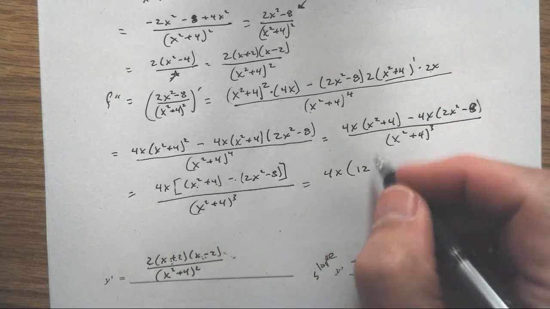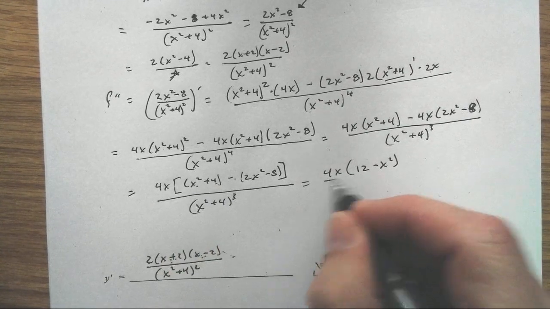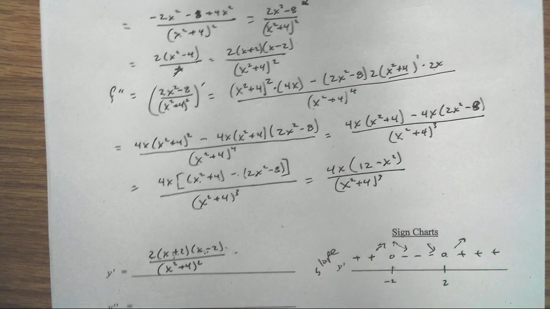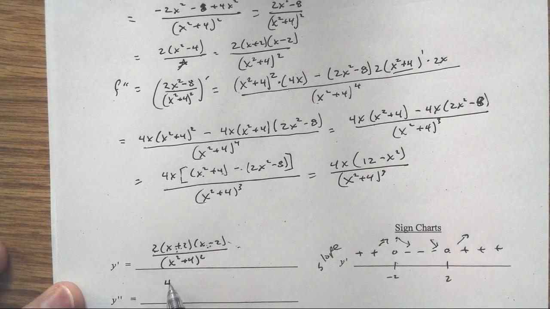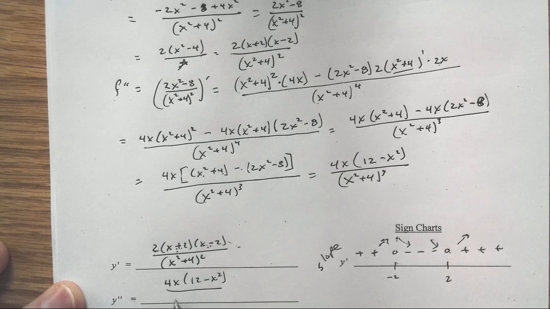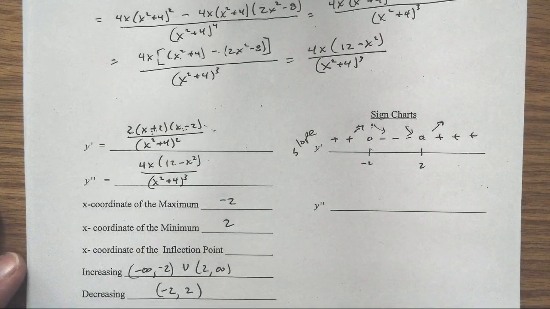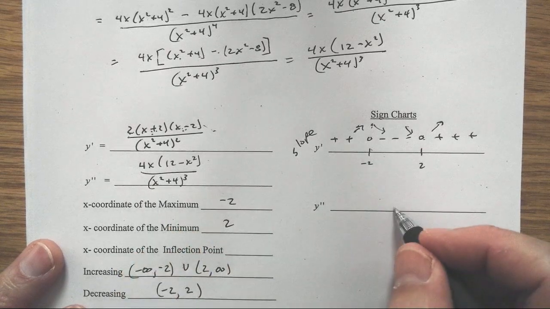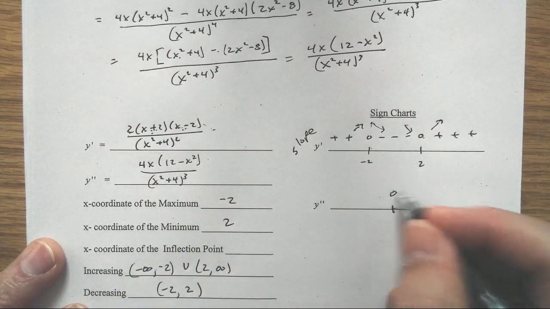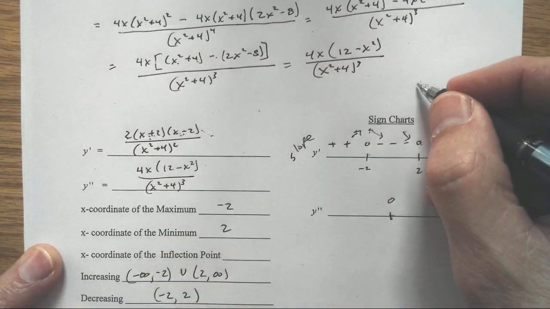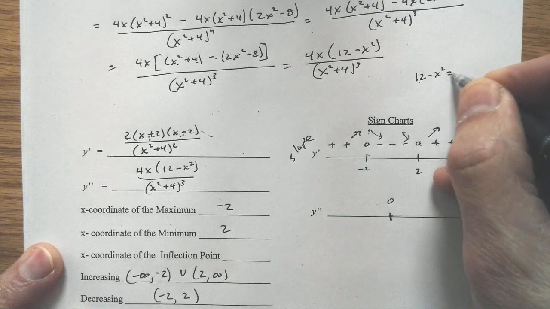x squared minus 2x squared minus x squared, all over (x squared plus 4) cubed. Wow. So we end up with 4x times (12 minus x squared) over (x squared plus 4) cubed. And we're going to ask ourselves, when is that 0, after we take a breath? Well, if x is 0, which fits between negative 2 and 2, this numerator would be 0. And for 12 minus x squared, when is it equal to 0?